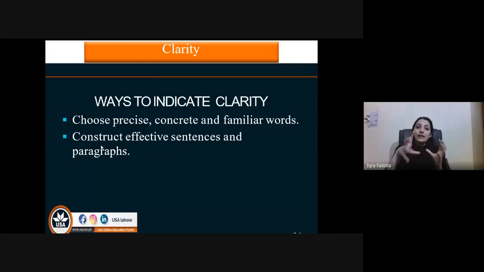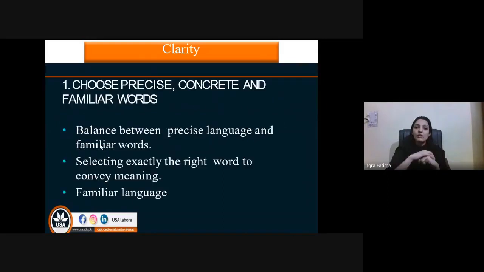So these are the two ways for making your message more clear to your audience. Clear means whatever you have in your mind, they should have the same in their minds. But we will discuss one by one how. Choose precise, concrete, and familiar words.